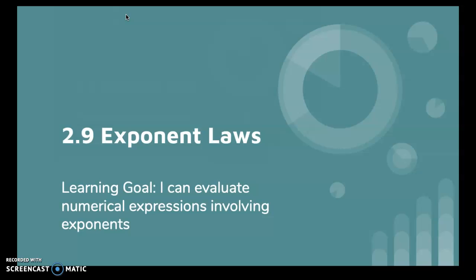Okay, I'm being silly. This lesson is exponent laws. This may be review for some of you. A learning goal today is for you to be able to evaluate numerical expressions that have exponents in them. We have worked with exponents already in this class, but this is just to review the laws specifically so you have it all in one spot.